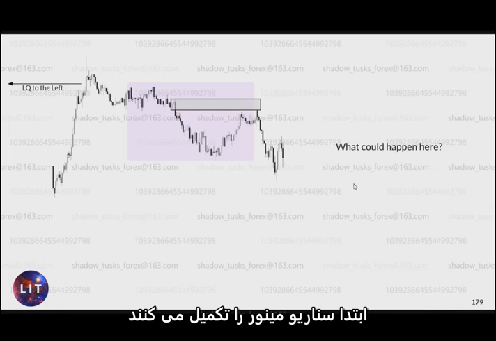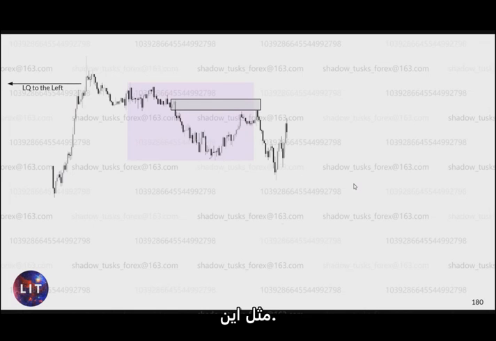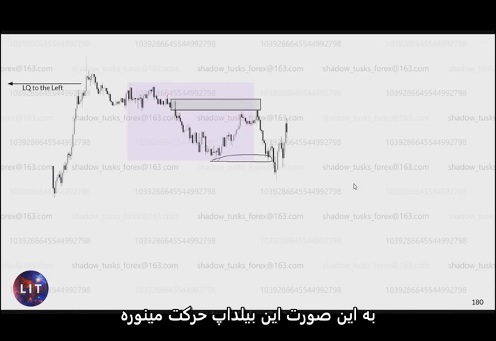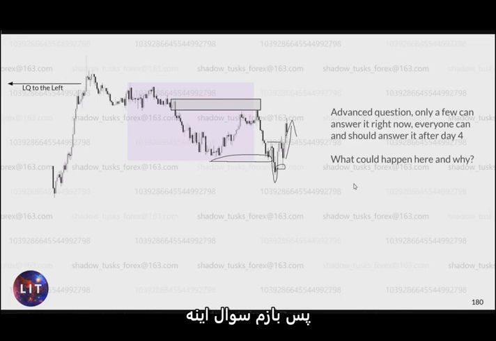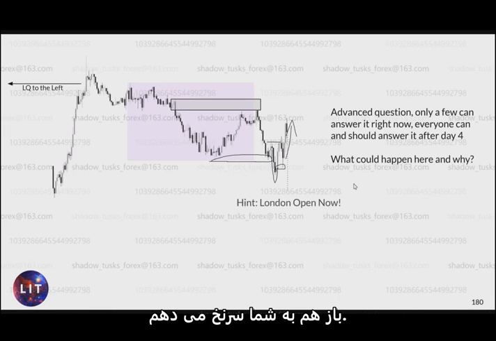First, they complete the minor play first, like this. This is the minor play: build-up, minor inducement, minor break of structure, minor mitigation, and of course it gives the minor play. Make sense? So, advanced question only again. What could happen here now and why? Again, I'll just give you a few hints now.